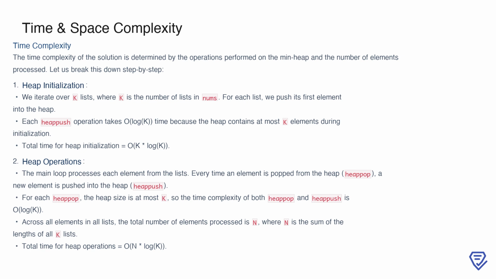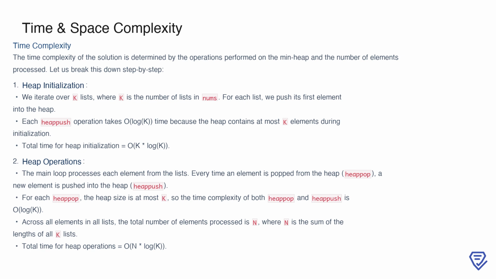Next, we have the heap operations during the main processing loop. For every element in the lists, we perform a heap pop to extract the smallest value, followed by a heap push to add the next element from the same list. Each of these operations also takes O(log k) time, and since we process a total of n elements, where n is the sum of all elements across the lists, the total time for heap operations becomes O(n * log k).